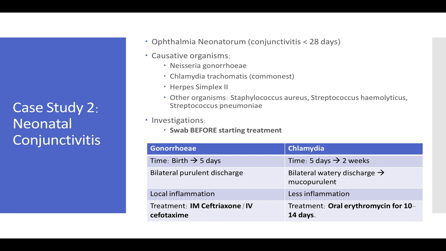Causative organisms include Neisseria gonorrhoeae, Chlamydia trachomatis, which is the commonest causative organism, herpes simplex type 2, and other organisms such as Staphylococcus aureus, Streptococcus hemolyticus, and Streptococcus pneumoniae. Investigations. These involve taking swabs from the infected conjunctiva before starting treatment. The table below highlights the key differences between gonorrhea and chlamydial causes of conjunctivitis.